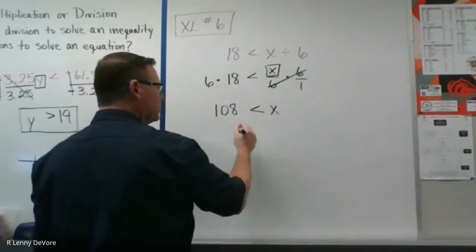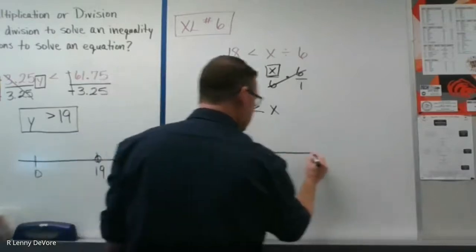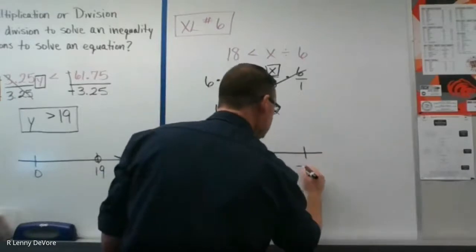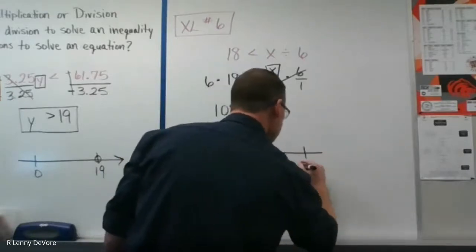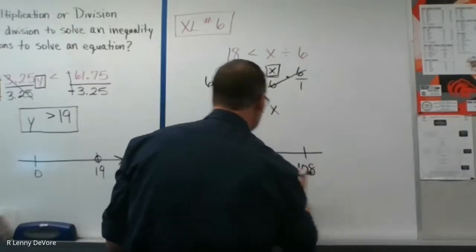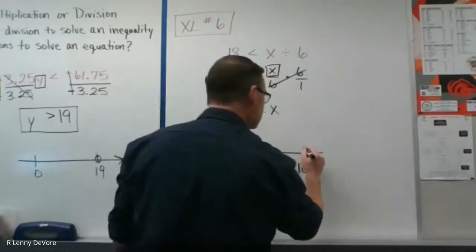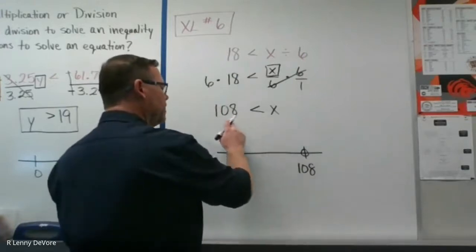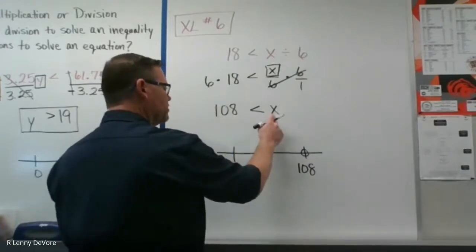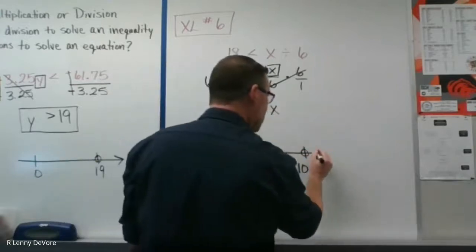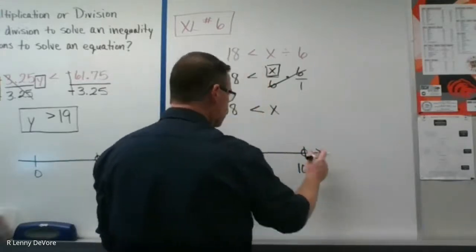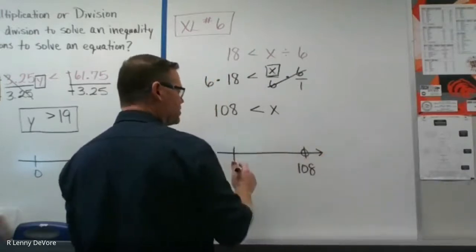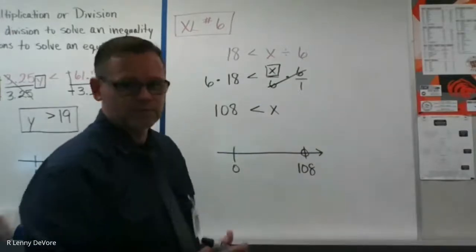Okay? Now, I go through and do the same thing. Here's my graph. Here's 0. Here is 108. Is it equal to? No. Open circle. Okay? Now, is x greater than 108 or is x less than 108? It is greater than. So in other words, I'm going to put what's greater than 108: 109, 110, 111. So I'm going to put the arrow going that direction. And that's your graph. Okay, guys?